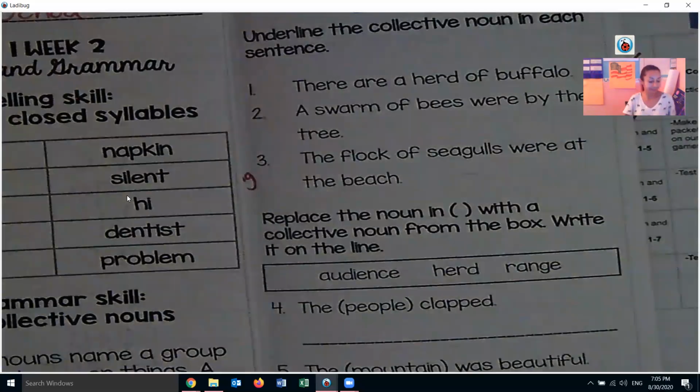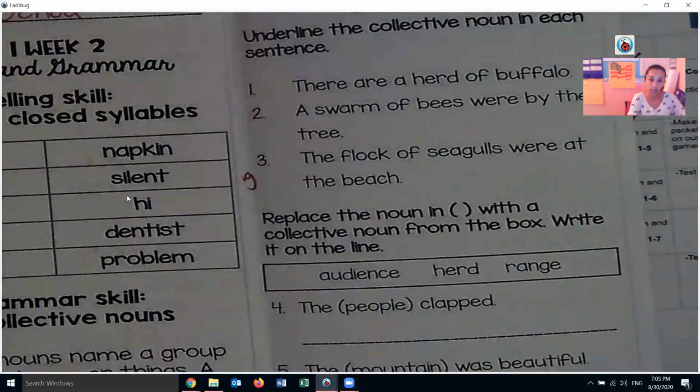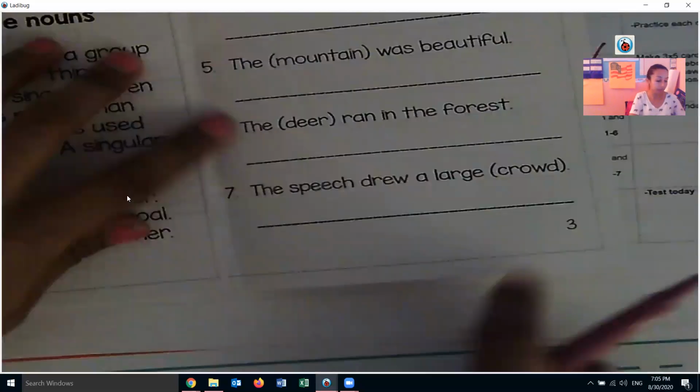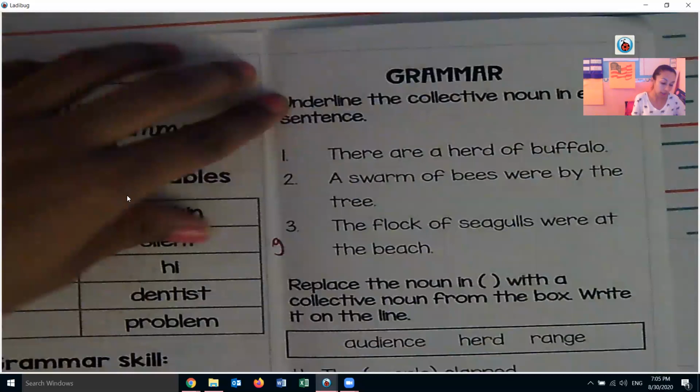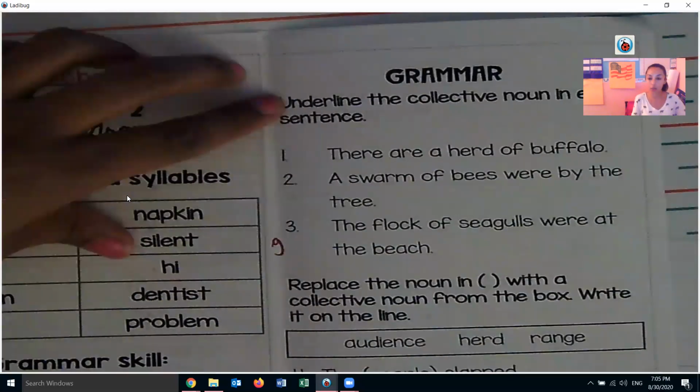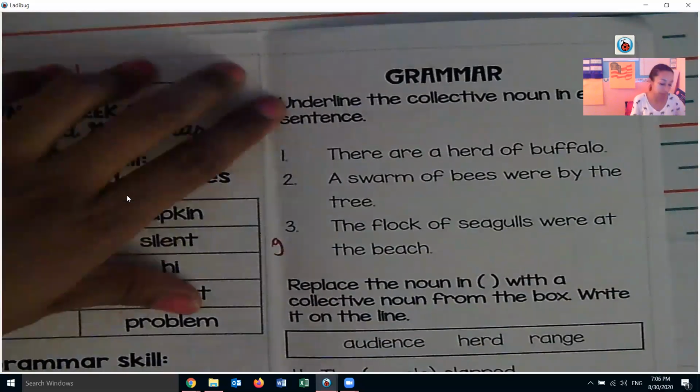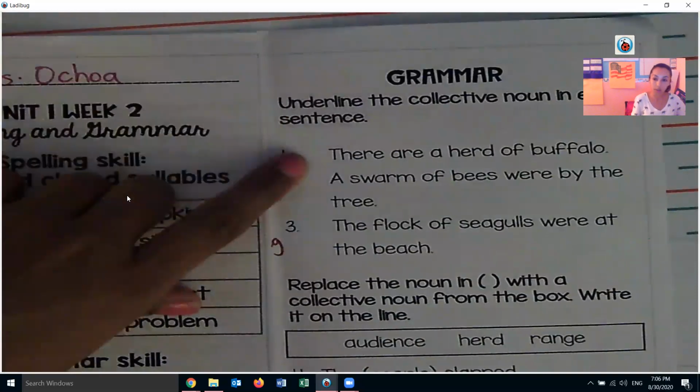Getting a little warm. Okay, so I'm going to start here. I'm on page 3, at the bottom. Underline the collective noun, the word that tells you there's more than one of something. There are a herd of buffalo.